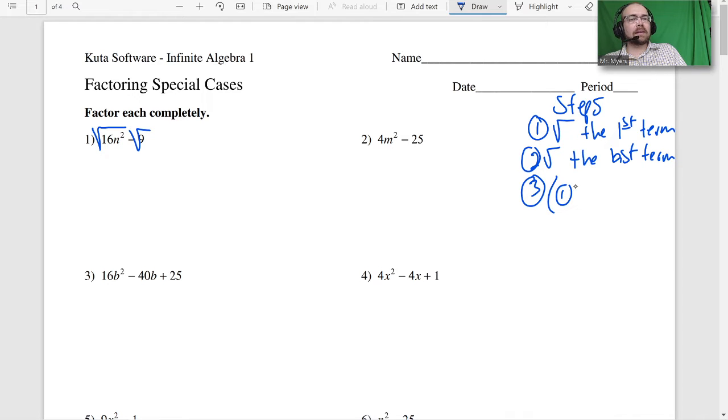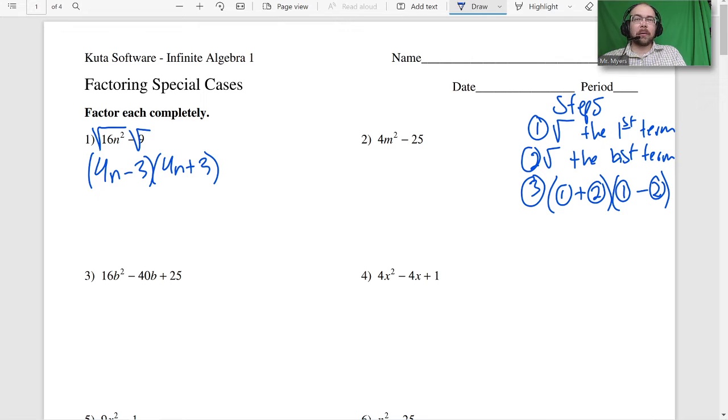So I'm going to put the answer from step 1 here plus the answer from step 2, and then do it again, but have a minus. So I have 4n minus 3, 4n plus 3, 4m squared minus 25. So I'm going to do it again. So number one, we're done, by the way. That's it, right? 1, 2, 3, and then we're done.